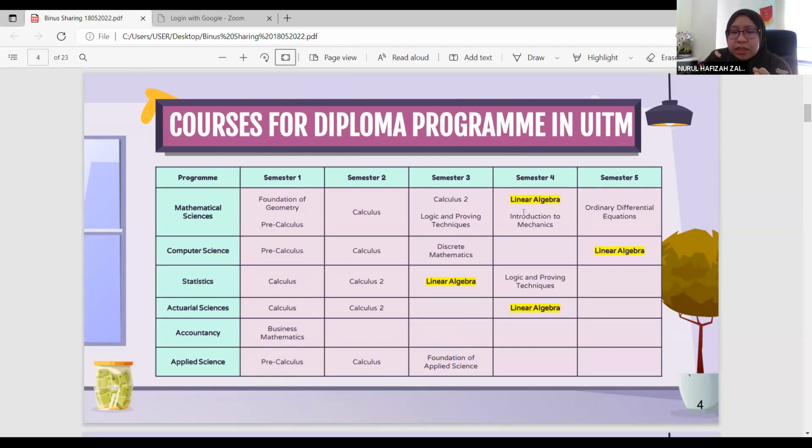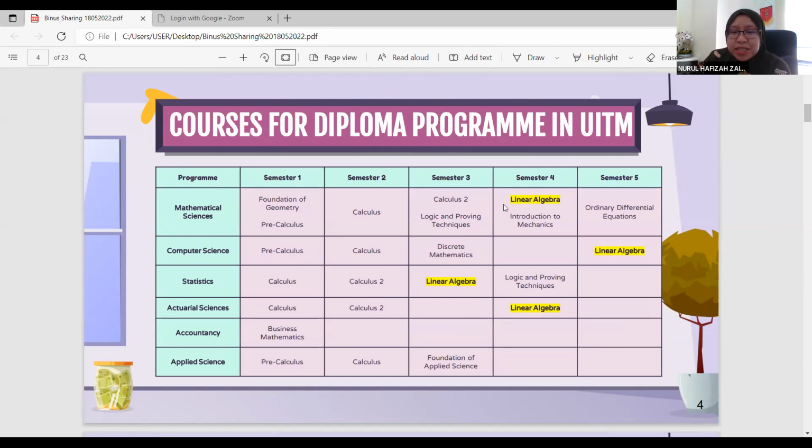If you can see here, linear algebra is taken by 4 or 5 over 6 programs. So why is it important? It is taken by mathematical science students, computer science students, statistics students, actuary students. Why do they need to learn about linear algebra? It's the foundation of more. I will show some examples later on.